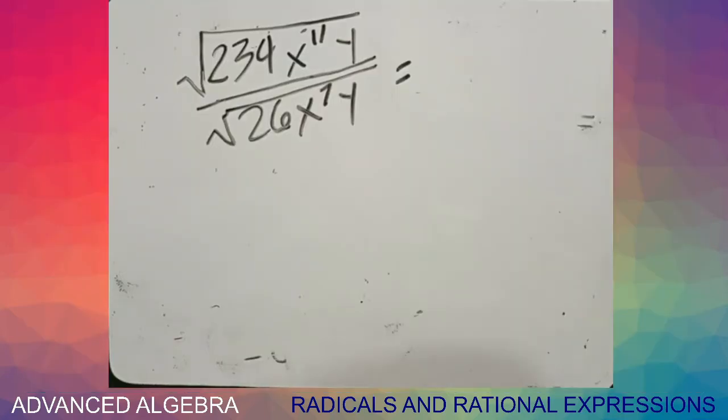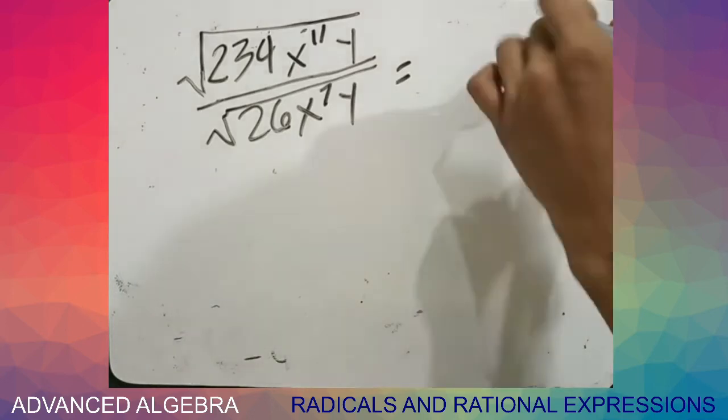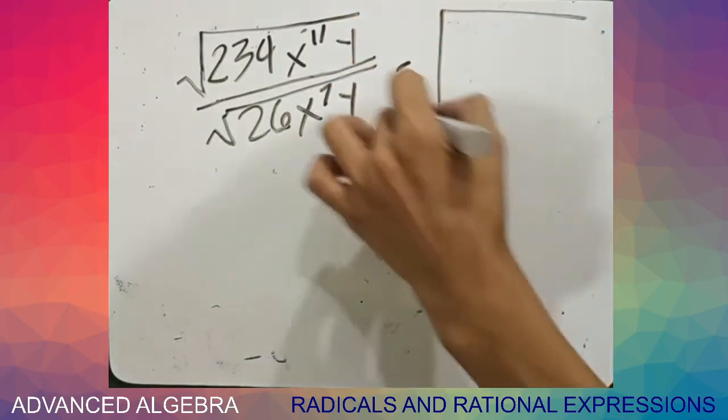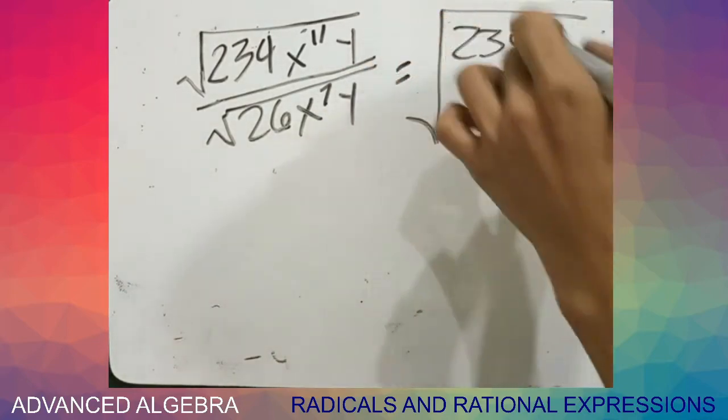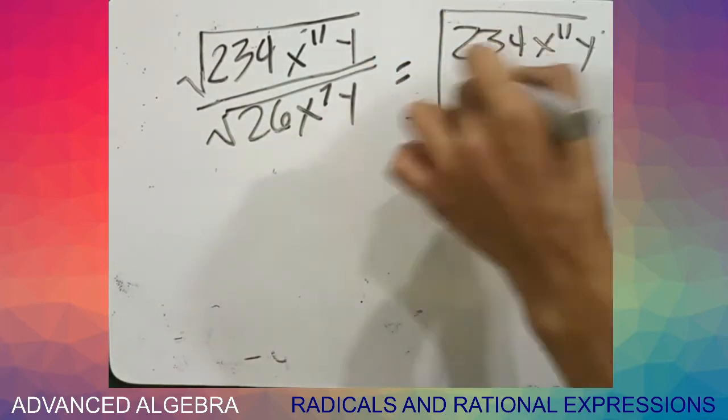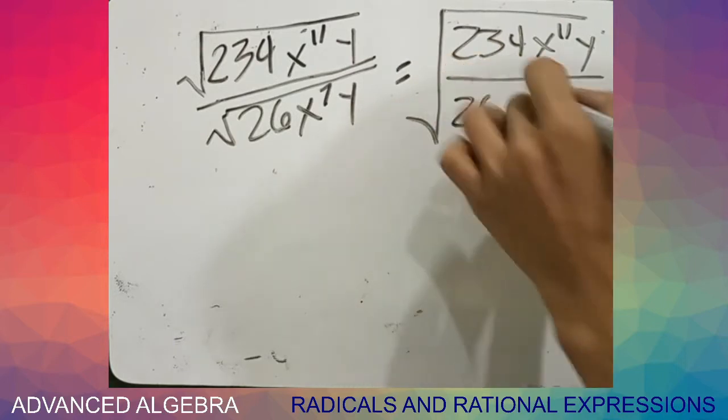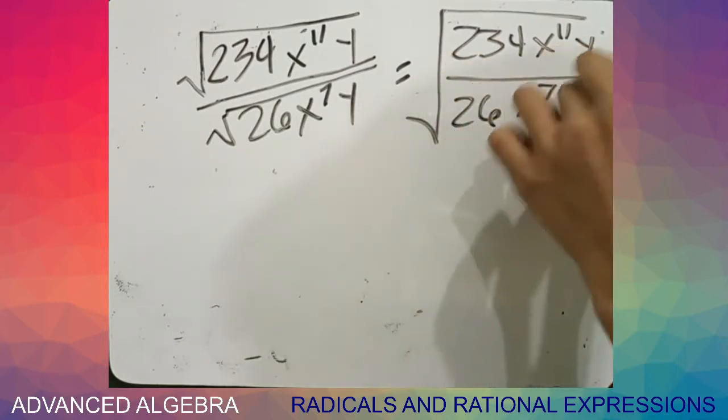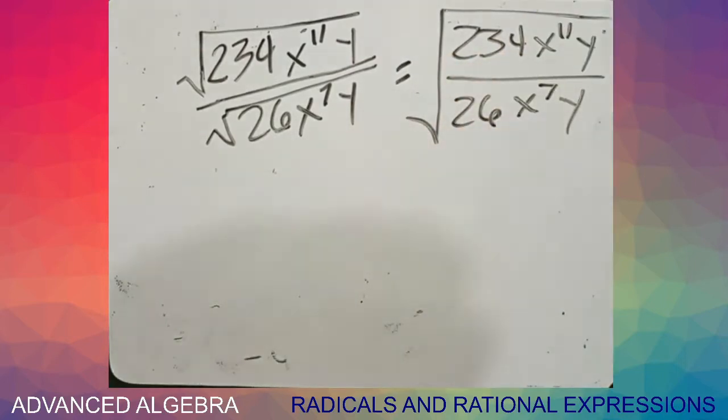Okay. So, the square root of 234 x to the 11 power y over the square root of 26 x to the 7 power y. So, ngayon natin, pagsamahin naman natin sila. Okay? So, nireverse lang natin yung process kanina. So, 234 x to the 11 power y divided by 26 x to the 7 power y. Okay. So, ngayon natin, simplify natin.